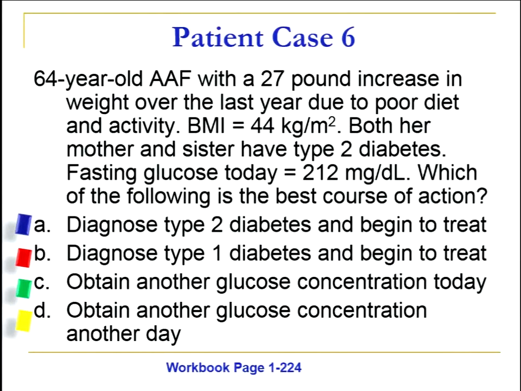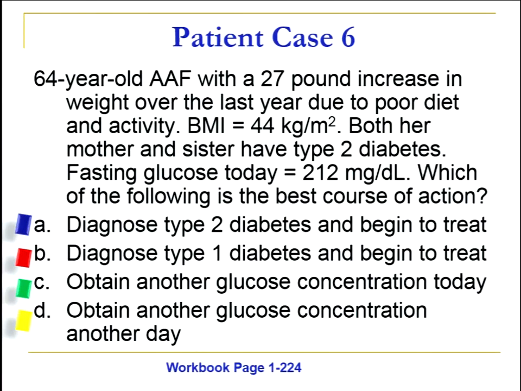So, our first case in diabetes management is an African-American female who's 64. She's had over a 25-pound weight increase over the last year, primarily due to her own poor habits of diet and activity. She has a BMI of 44. Both her mother and sister have type 2 diabetes. Fasting glucose level today is 212.